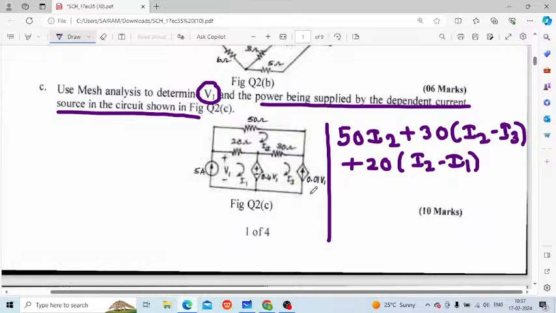And here also you need to do the same superposition theorem. I told you why you have to do it. Fine? Now this is equal to 0. Okay. So now let me solve this. You get it as 50I2. This is plus 30I2.